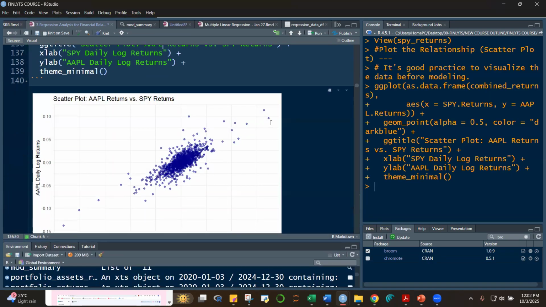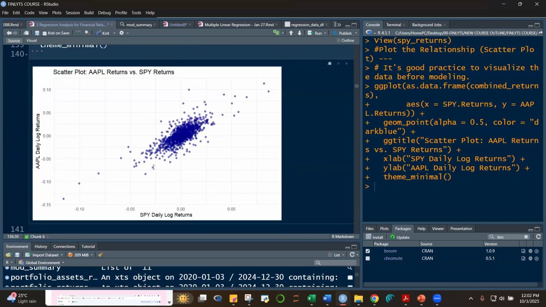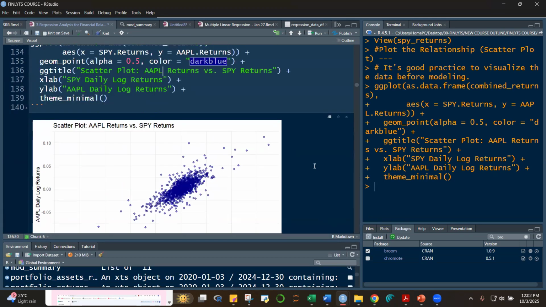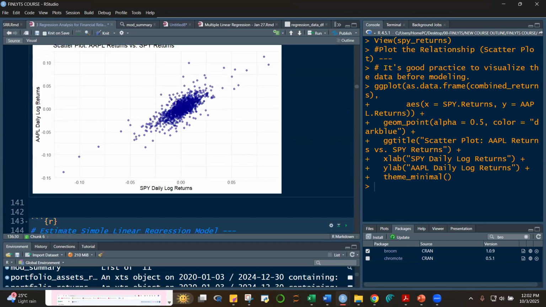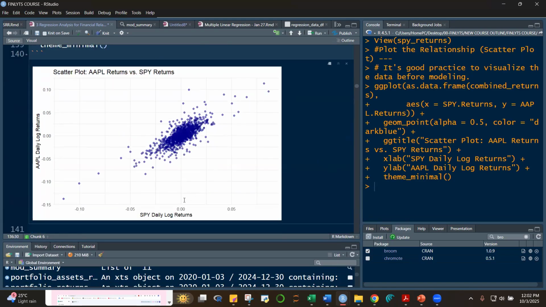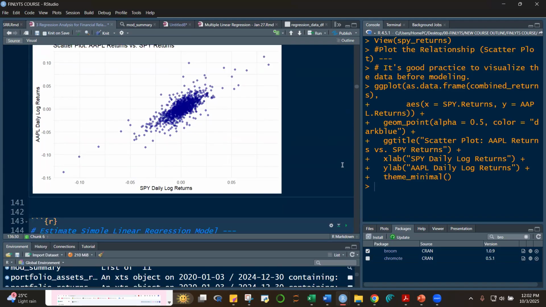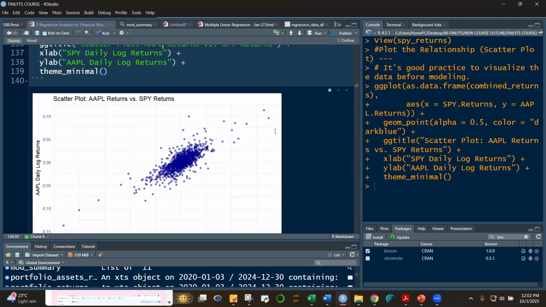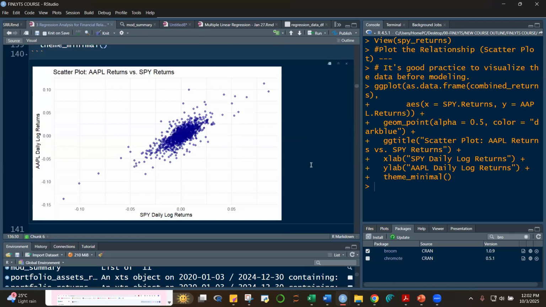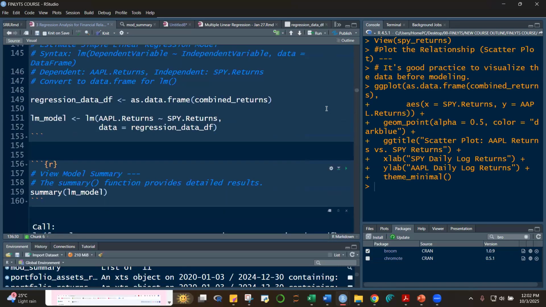There you go. Okay, you can see that there's a strong positive correlation between your Apple returns and your SPY returns. We would want that your dependent variable y to be highly correlated with your independent variable x. As you can see, there's a strong linear relationship between the two, and a linear regression model would fit this relationship well. Okay, all right. Then let's now create the model.